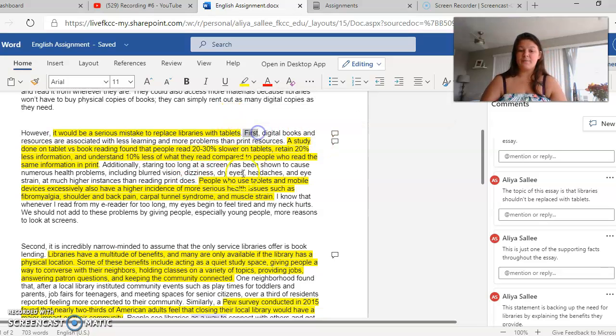Something else that I felt made it stronger is the transition words, which there's one right here. It says first, and then there's another one here, second. I like when there's transition words. It makes it flow more smoothly. There could have been more, but it definitely made it flow smoother.